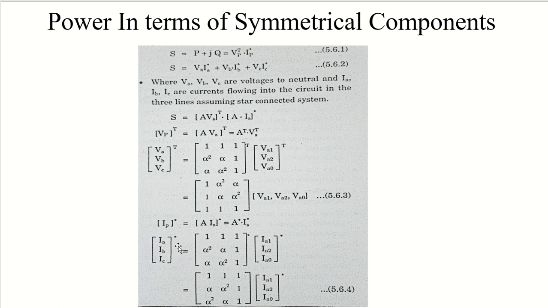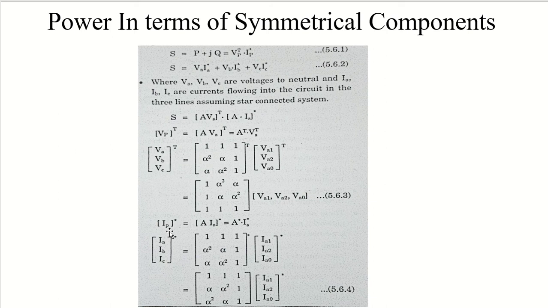Same way as we did for voltage, we can do the same for current. So IP conjugate will be A into Is conjugate, or you can separately write it as A conjugate into Is conjugate as well. So we know what the value of IP was.